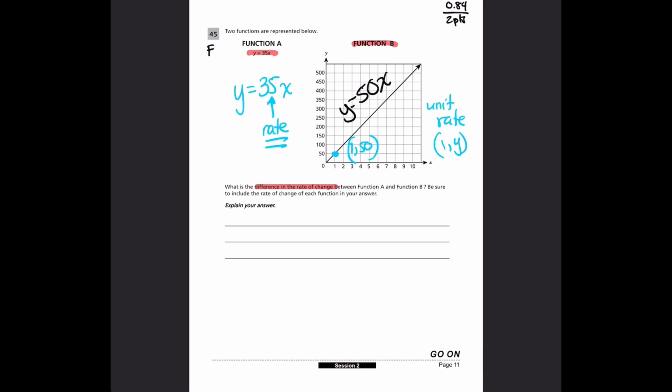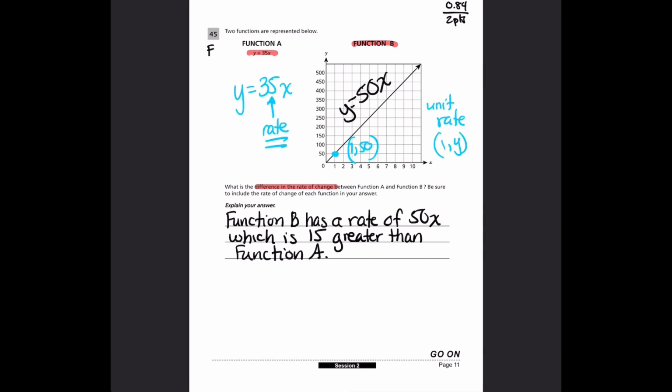So taking a look at that, what is the difference between A and B, function A and B? Function B has a rate of 50x, which is 15 greater than function A. 50x minus 35x. So I'm just going to do 50 minus 35 is equal to 15. That's it. That's all I really had to do to show the difference in rates.